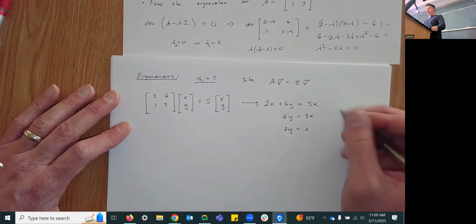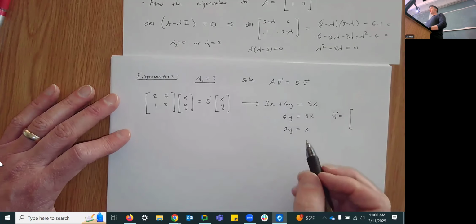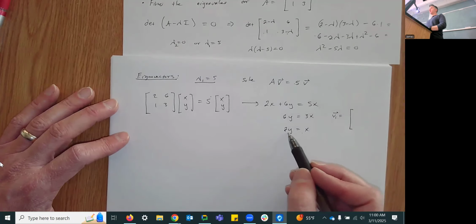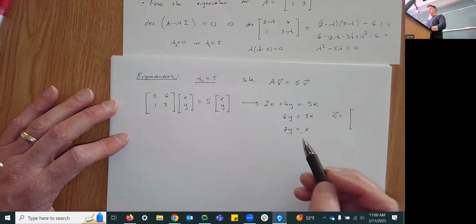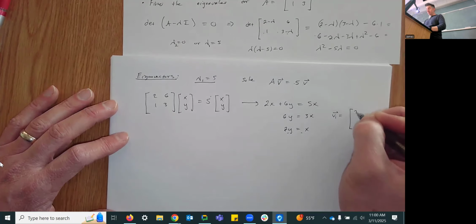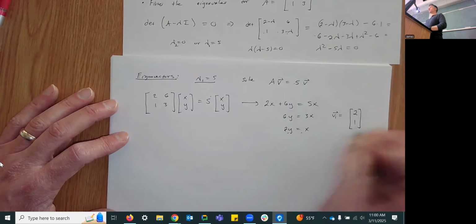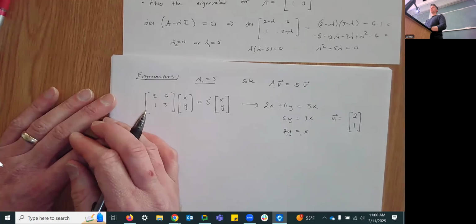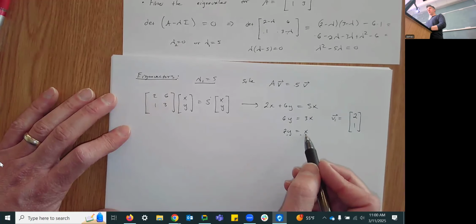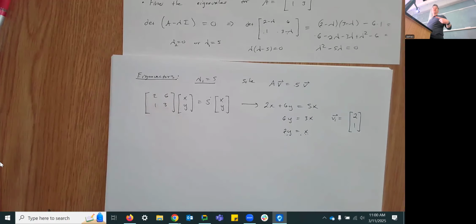Here's the way I often think about the vector. x is just equal to the coefficient of y, and y is just equal to the coefficient of x. So what's the coefficient of y? 2. What's the coefficient of x? 1. So x is 2 and y is 1. Which makes sense, because if x is 2, 1 times 2 is the same as 2 times 1. If you make each thing the other thing's coefficient, you will always find the solution of this equation.